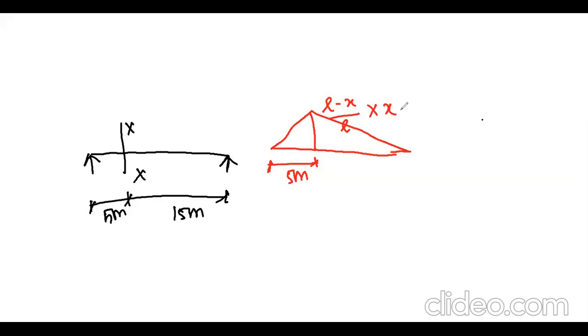Now, applying the values of x and L, the ordinate value here is 3.75 meter. So this value is 3.75 meter. Are you clear? Next, we are going to find where to place the load. That is our next question.